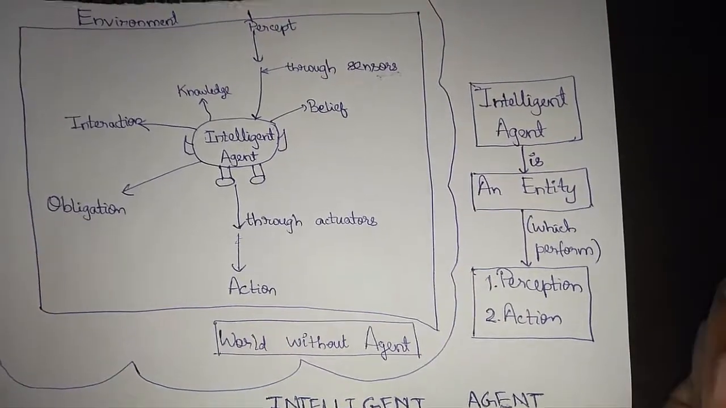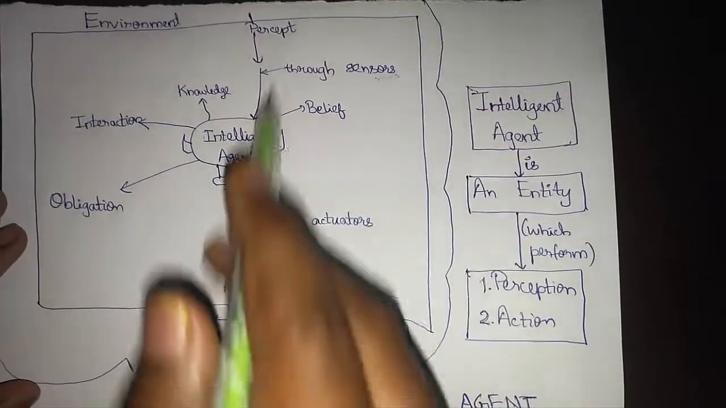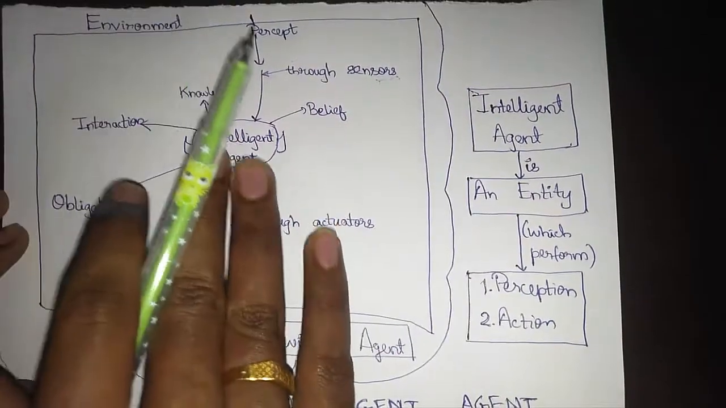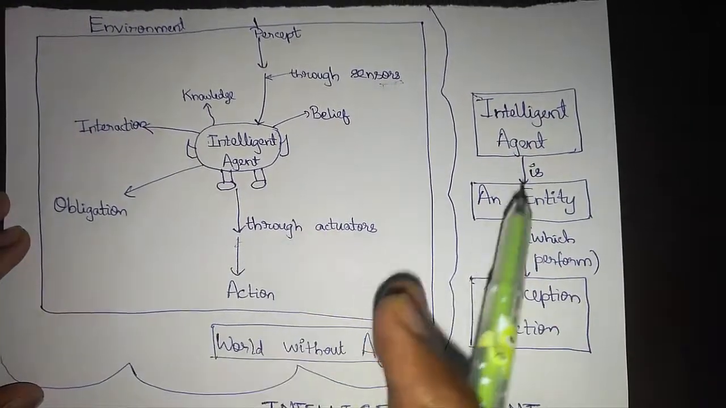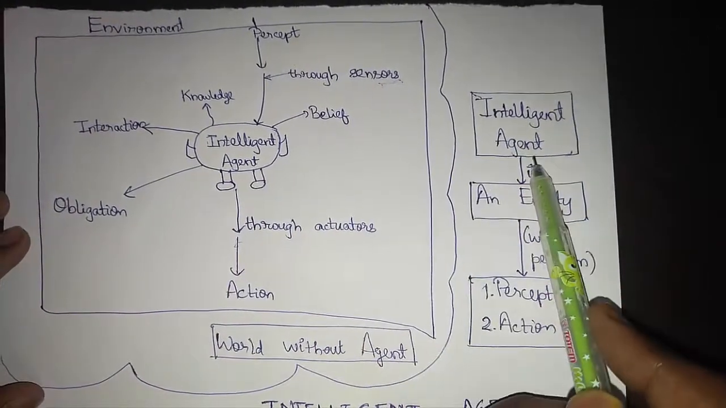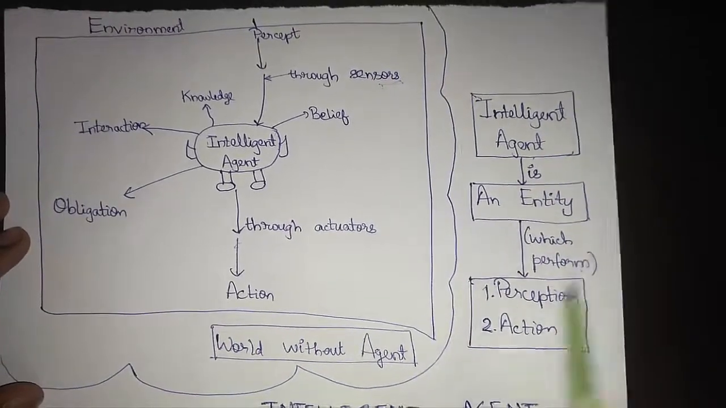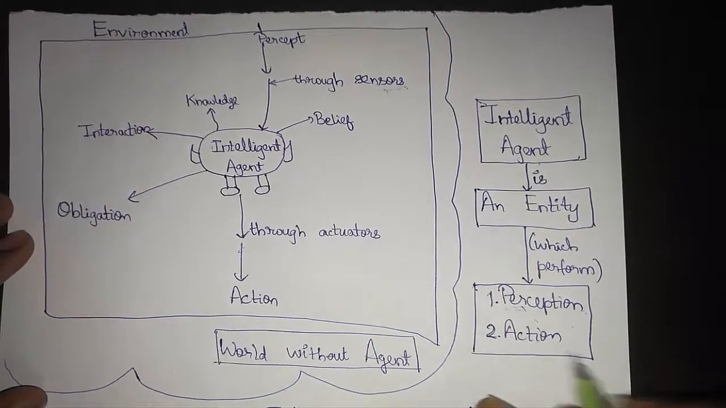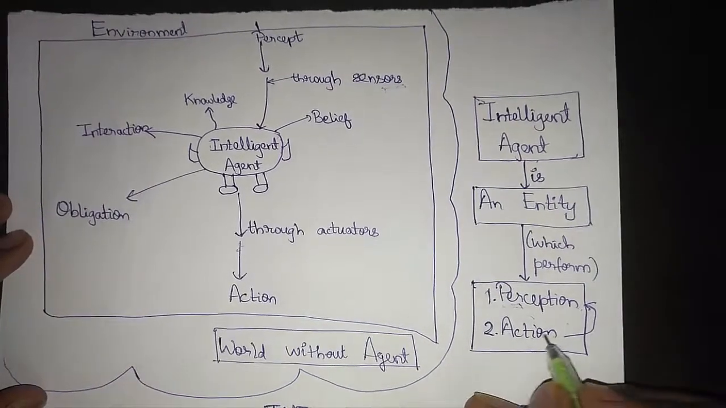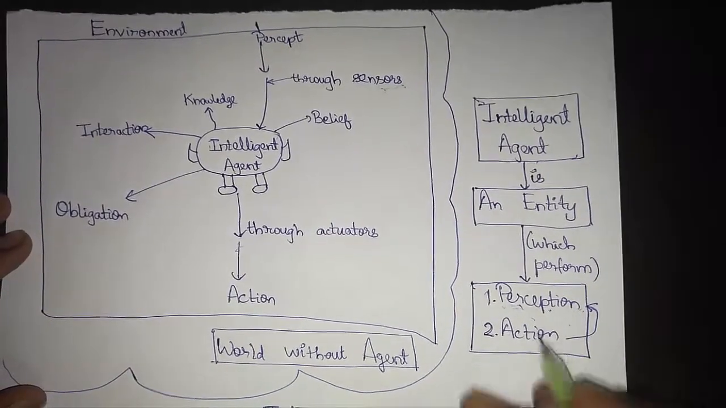What an intelligent agent does could be described with the help of these two diagrams. To understand the flow, an intelligent agent is an entity, an intelligent actor, which will perform an action based on its perception. The flow would be like this: based on the perception, we would be getting the action.